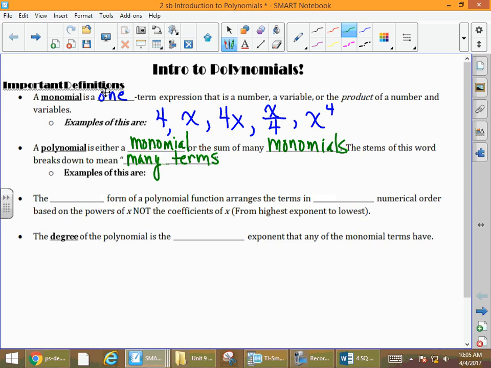But the confusing part about polynomial is that it can be a monomial. So it could just be 4. That's still classified as a polynomial. Or it could be x plus 4x plus x over 4 plus x to the 4th. Or it can be the sum of many of them.